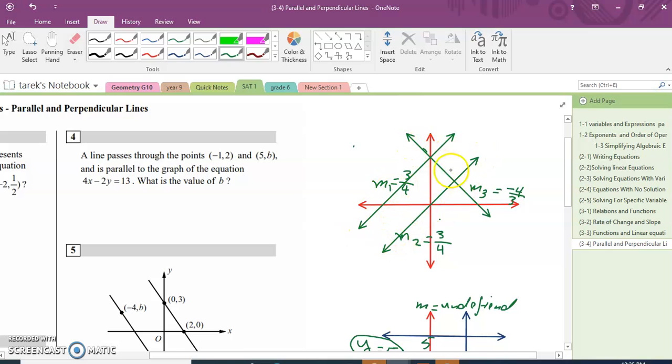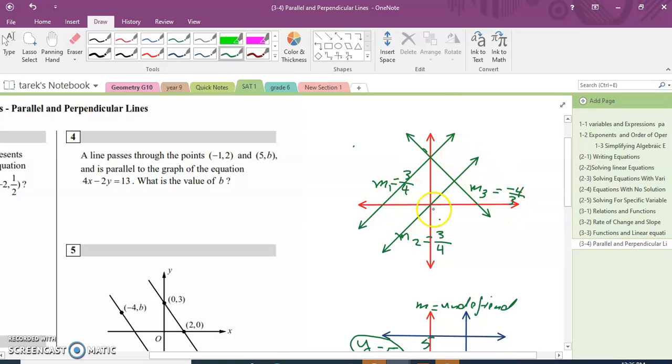What about the perpendicular lines? If the slope of one of them is 3 over 4, the other slope is negative 4 over 3, meaning the negative reciprocal. Reciprocal means you invert the fraction. Instead of 3 over 4, it will be 4 over 3, and you change the sign. If this is negative, this will be positive. This is the relationship between the slopes of parallel lines and perpendicular lines.